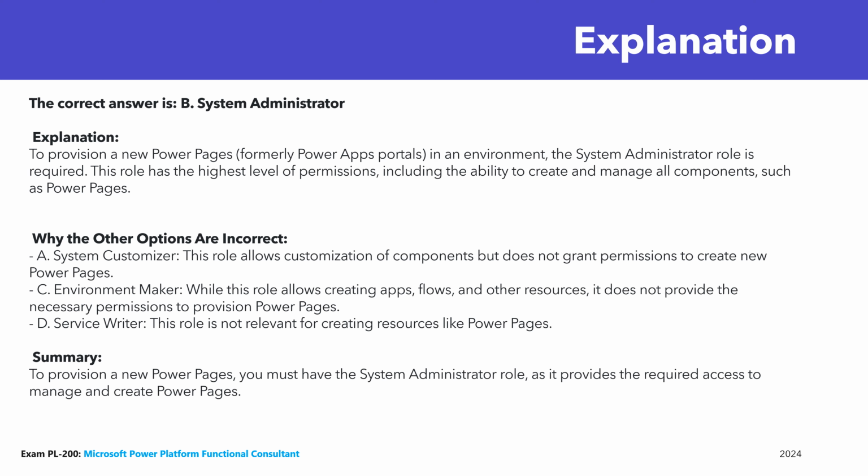Why the other options are incorrect. A. System Customizer. This role allows customization of components but does not grant permissions to create new Power Pages. C. Environment Maker. While this role allows creating apps, flows, and other resources, it does not provide the necessary permissions to provision Power Pages. D. Service Writer. This role is not relevant for creating resources like Power Pages. Summary. To provision a new Power Pages, you must have the System Administrator role, as it provides the required access to manage and create Power Pages.